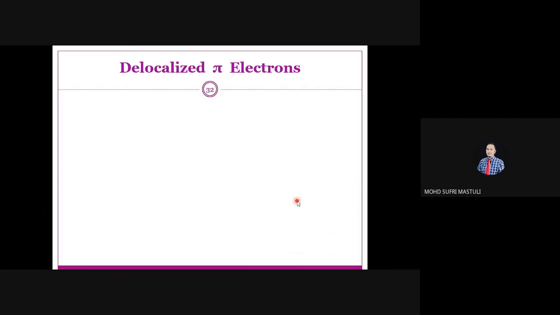The next video will talk about the delocalized pi electron. Just now, we identified which one is sigma and which one is pi. So in this subsection, we try to describe a little bit of the delocalized pi electron. So I think we stop here. I will prepare another video special for this delocalized pi electron.